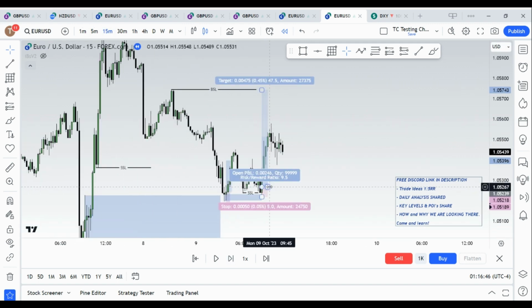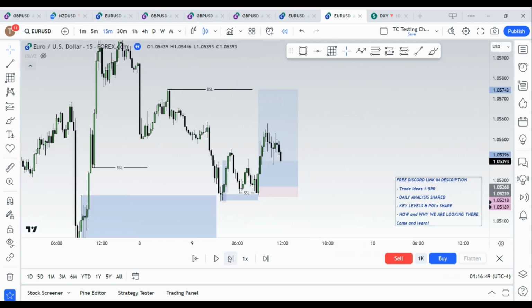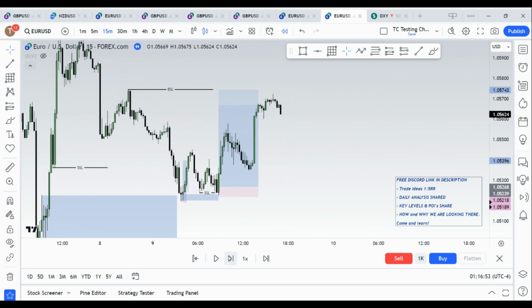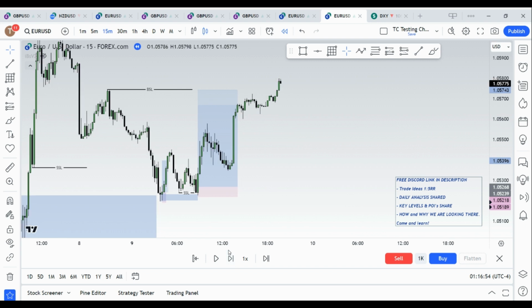Go into the 15M time frame, it'll be a little bit quicker. And look at that, straight to target.